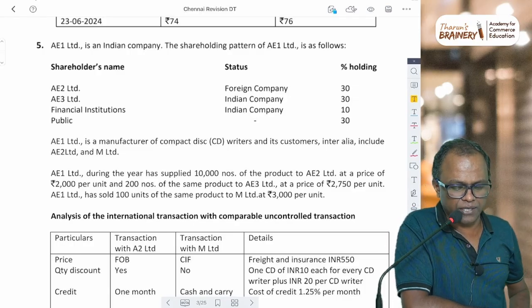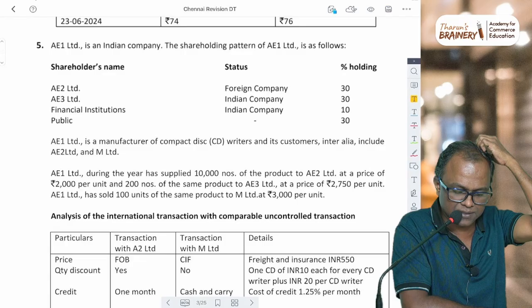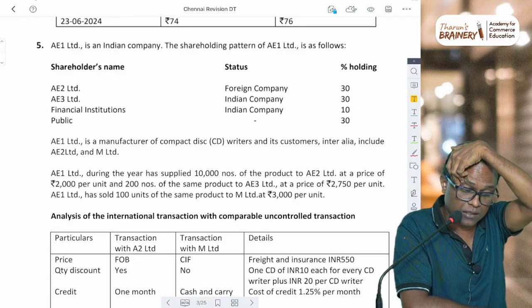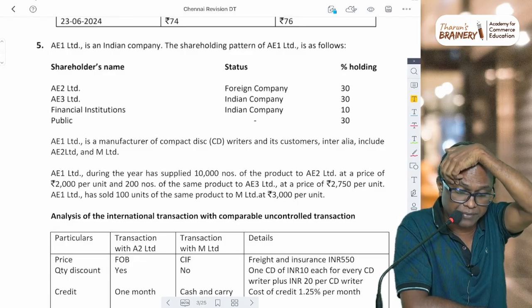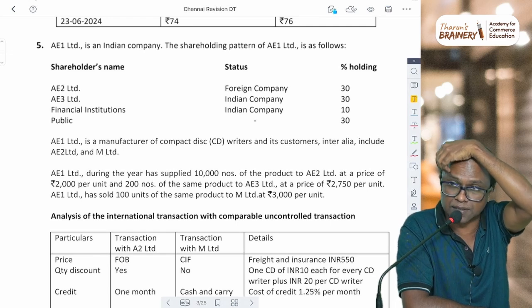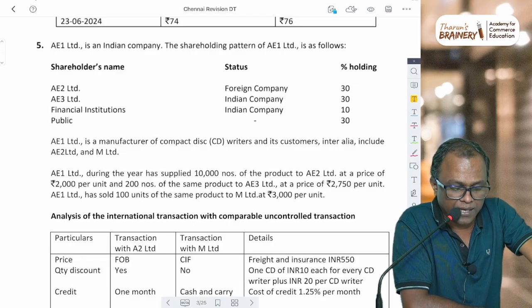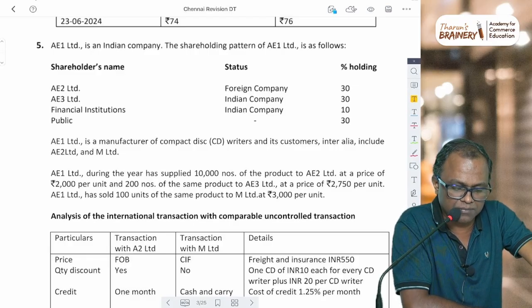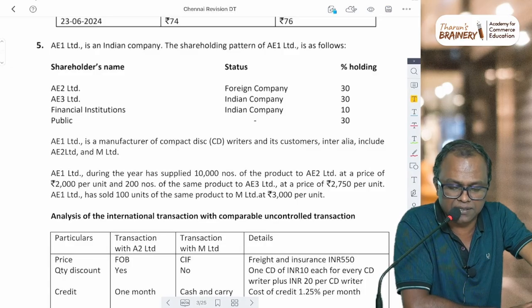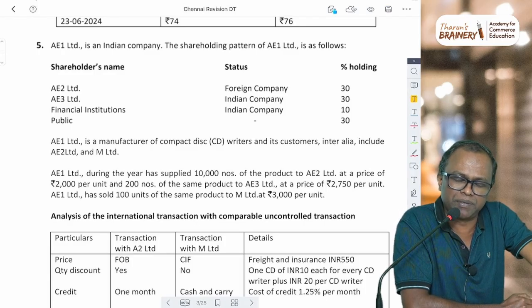Okay, AE1 Limited is a manufacturer of compact disc writers, CD writers, and its customers inter alia include AE2 Limited and M Limited. See, AE2 Limited is a related party. That is the transaction of TP. The related transaction is with AE2. And they are selling to M Limited. So very clear, M Limited is the unrelated party. So to find out the comparable uncontrolled price, we should take the base price of M Limited. Then every adjustment should be made on the price with M Limited to make it comparable with AE2. We will get the arm's length price.